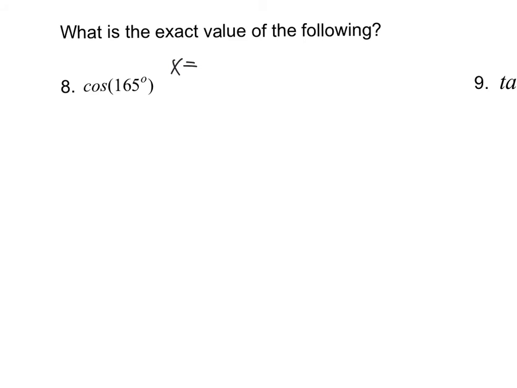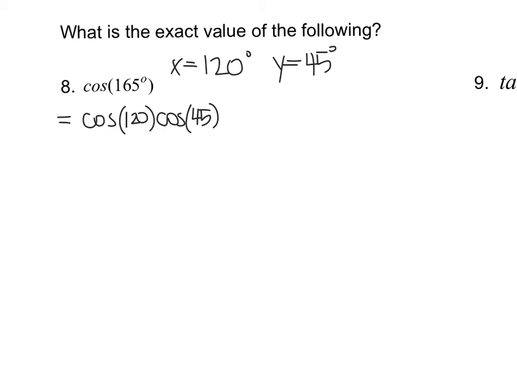So I am going to use x equals 120 and y equals 45 because 120 plus 45 is 165. So the addition identity for cosine is cosine of x, so cosine of 120, times cosine of y, cosine of 45, minus sine of x, sine of 120, times sine of y, sine of 45.